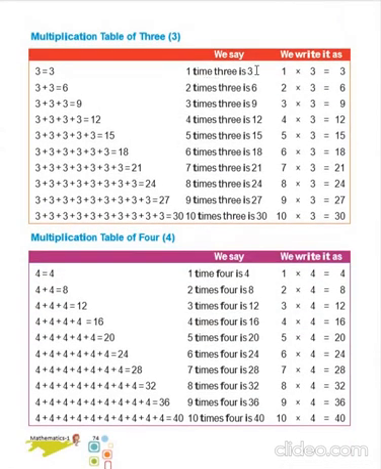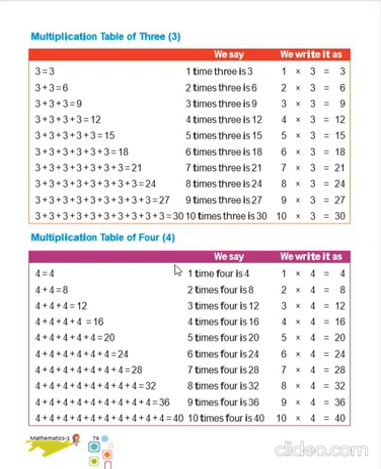1 times 3 is 3. 2 times 3 is 6. 3 times 3 is 9. 4 times 3 is 12. 5 times 3 is 15. 6 times 3 is 18. 7 times 3 is 21. 8 times 3 is 24. 9 times 3 is 27. 10 times 3 is 30.